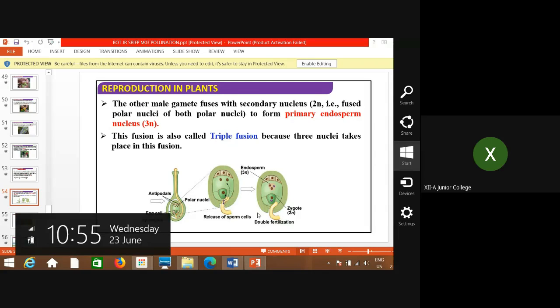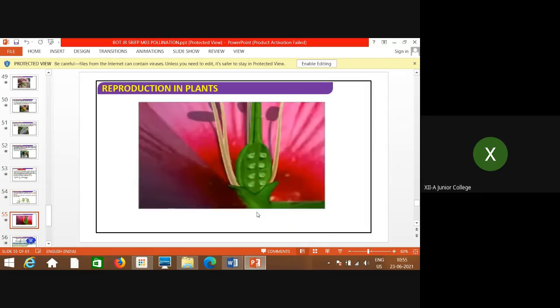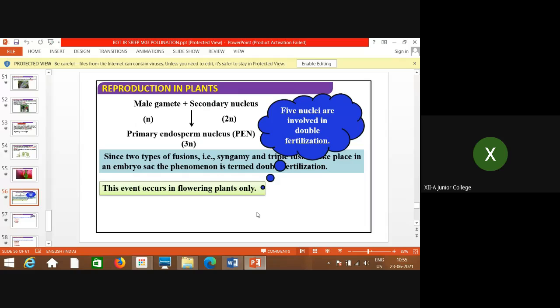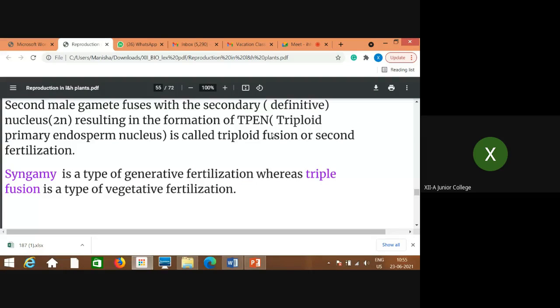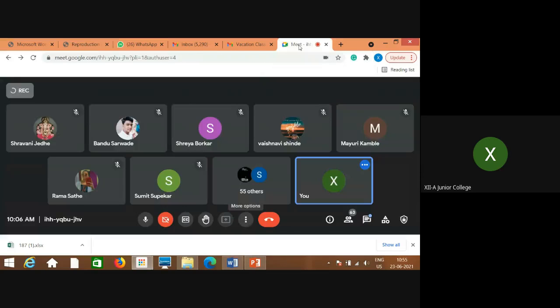So this is what we have learned in this chapter. This is again a short summary about the events seen in the fertilization process, and this is what you have to remember as the very unique feature of angiospermic plants, that is double fertilization.